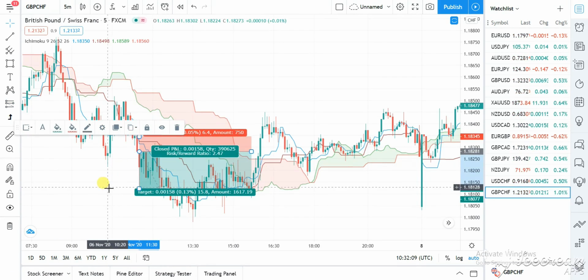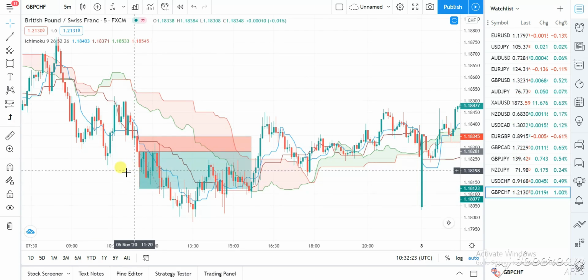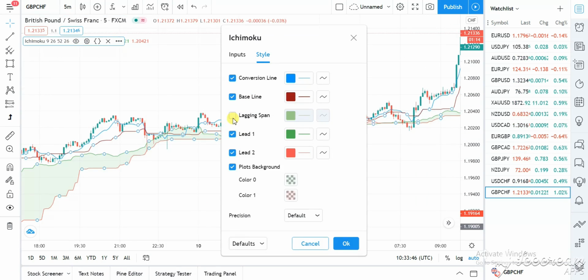Oh my god, that's a beautiful win. So guys, you can see that was a win. The Ichimoku Cloud is really easy and amazing to use, if you get to understand how to use it. So guys, there's something I want to show you. Let's bring this bad boy back, which is this lagging span.